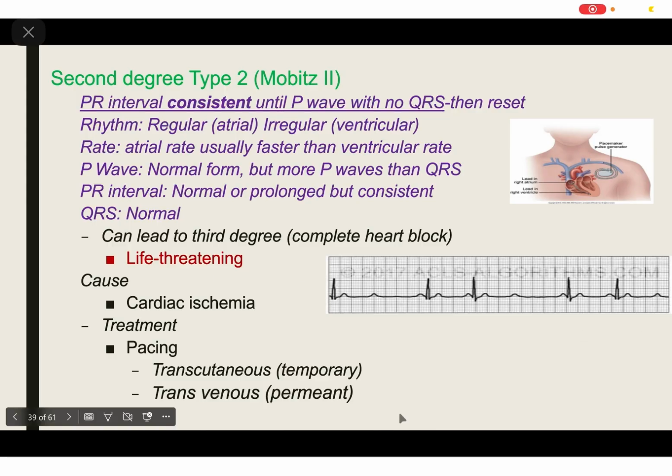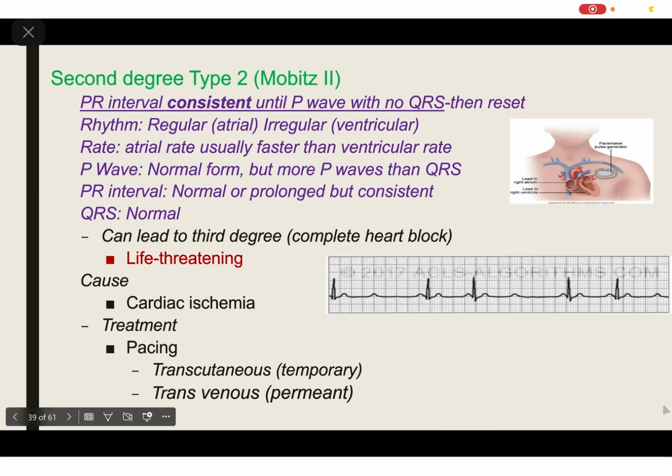So type 2 Mobitz, again, P to R interval is fine. It's just the QRS drops every now and again. So that's what differentiates type 1 from type 2 second degree. Type 1 is longer, longer, drop, versus this one is beat, beat, drop.